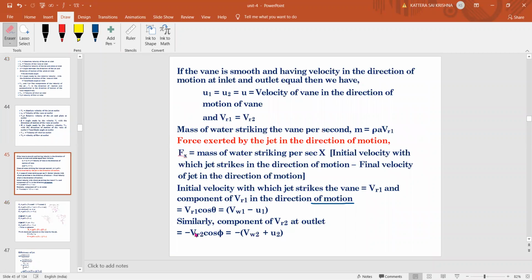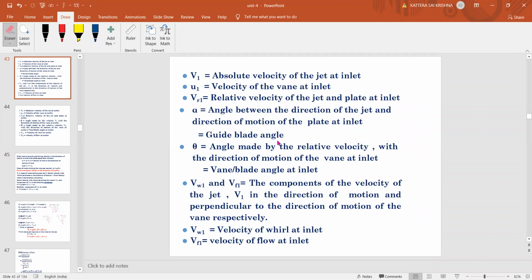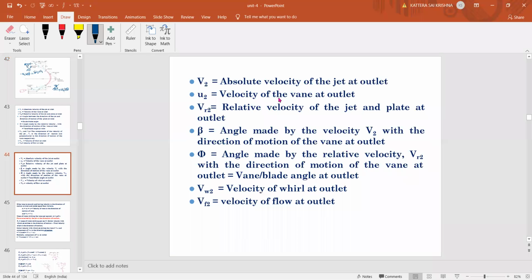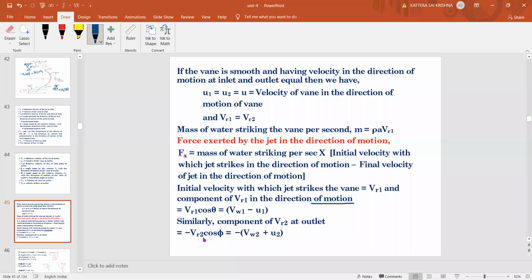Right, so up to here. Since again it is minus because you can see the angle. The arrow is this side. So when we take this towards horizontal, the arrow will be going this side, this direction. It will come like this. Right. So the arrow will be in the negative direction. If you resolve it, the arrow will be in this side direction. So it will be minus VR2 cos phi, which is equal to VW2 plus U2. Minus VR2 cos phi is equal to minus VW2 plus U2.